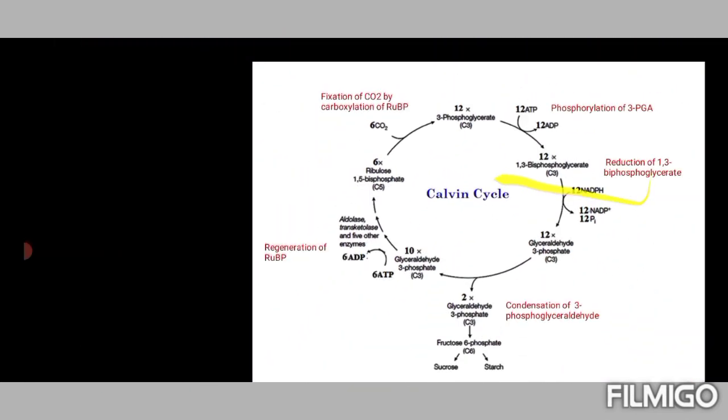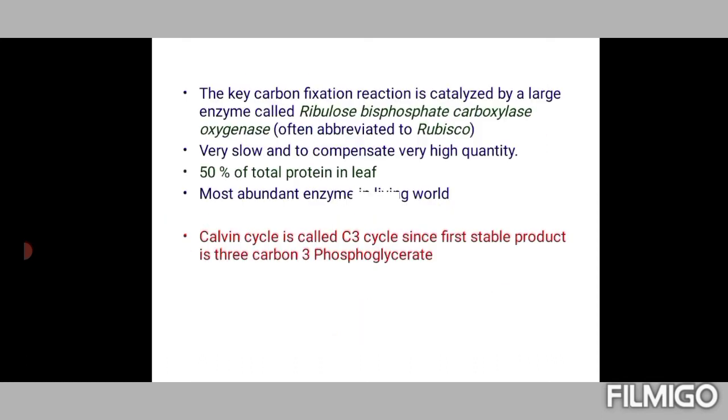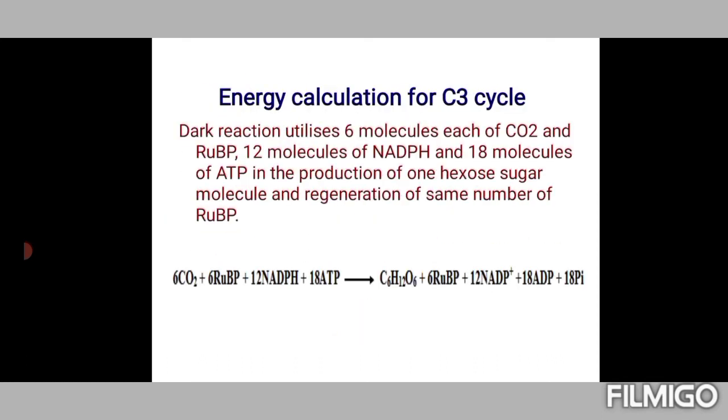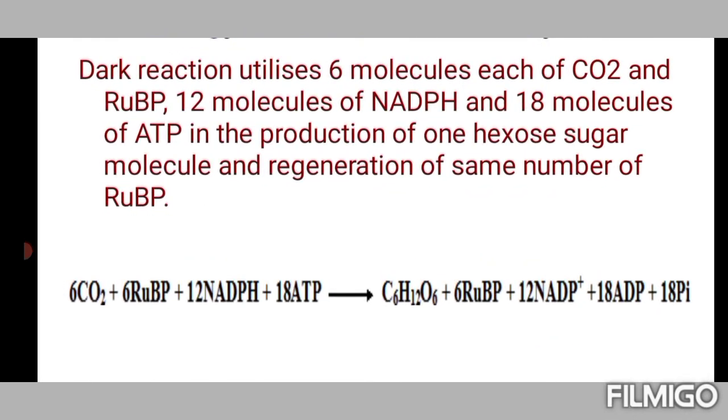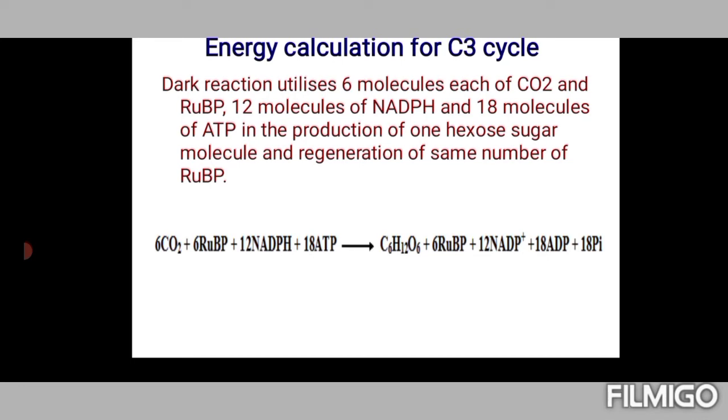You can learn this also, and we can see the energy calculation for the C3 cycle. A total of 6 molecules of carbon dioxide and 6 molecules of RuBP are used up first, along with 12 molecules of NADPH and 18 molecules of ATP. So this is the formula: 6 carbon dioxide plus 6 RuBP, 12 NADPH plus 18 ATP. For the synthesis of C6H12O6, the representation for carbohydrate, RuBP used up is reformed, and 12 NADP plus, 18 ADP and 18 inorganic phosphate molecules are also produced.